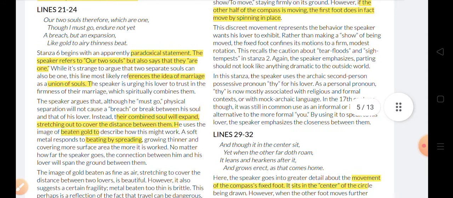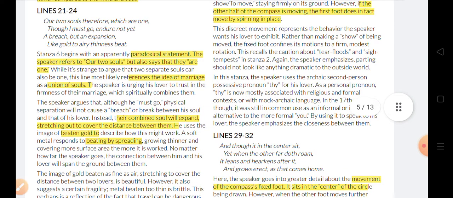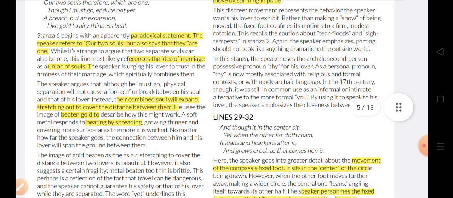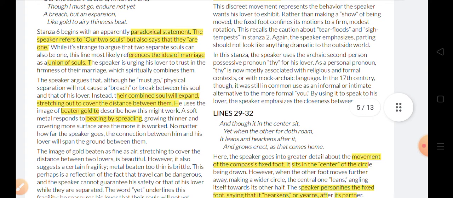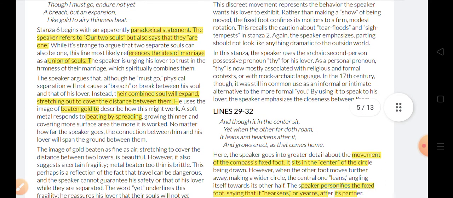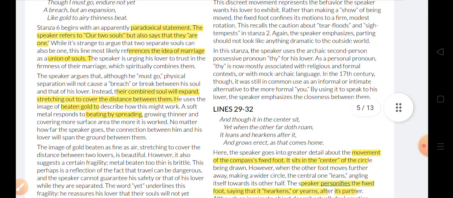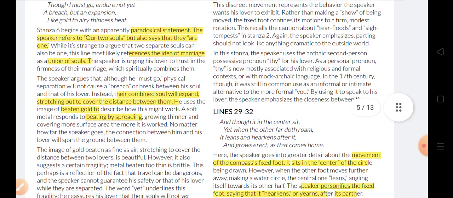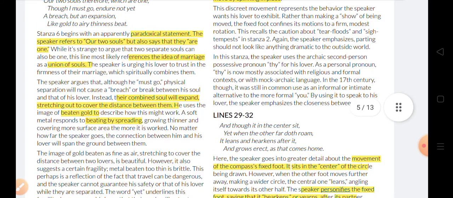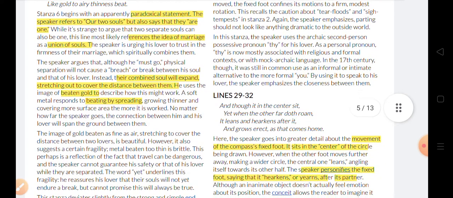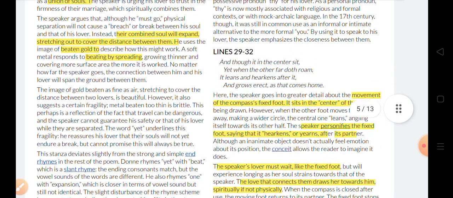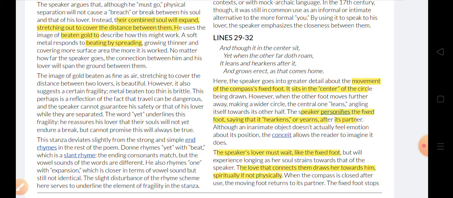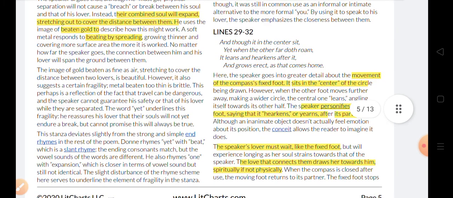So this contains a paradoxical statement, meaning a contradictory statement. The speakers refer to our two souls but also say that they are one. So this references the idea of marriage as a union of souls. Oneness shows the idea of marriage or union of their souls, and they act as one, and their combined souls will expand, stretching out to cover the distance between them.